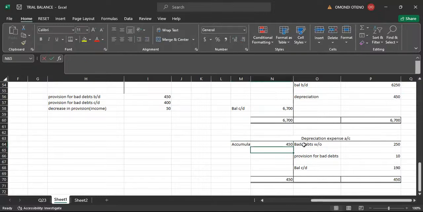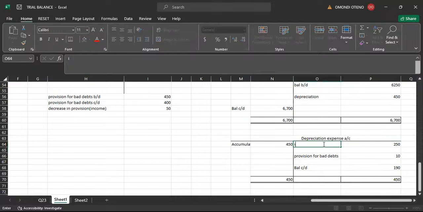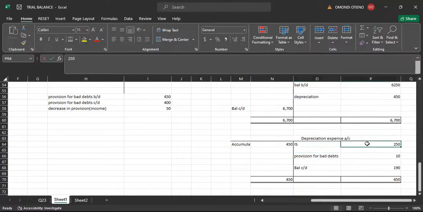To balance this account, I transfer this to profit and loss or income statement, IS. I take it to IS for this account to balance. When I take it to IS, then I'll be able to see my depreciation expense account is now balancing.